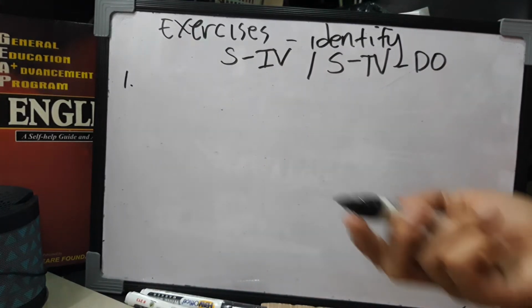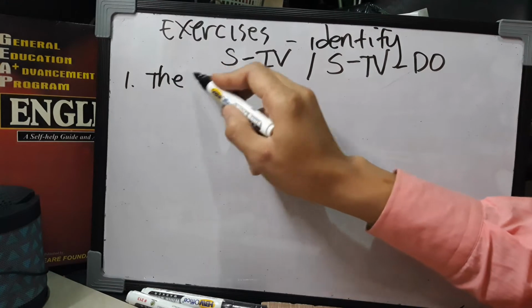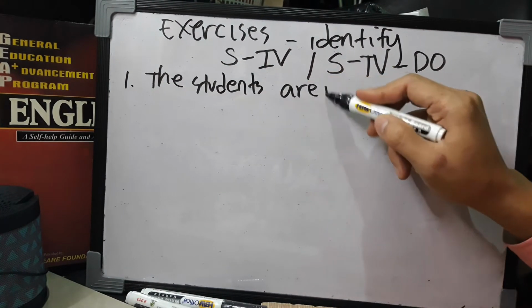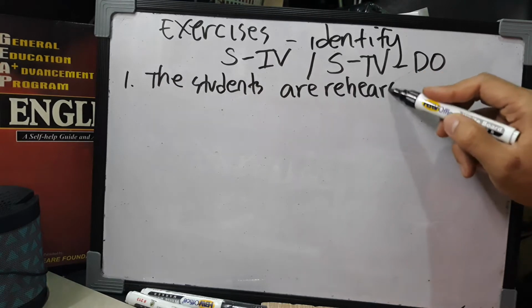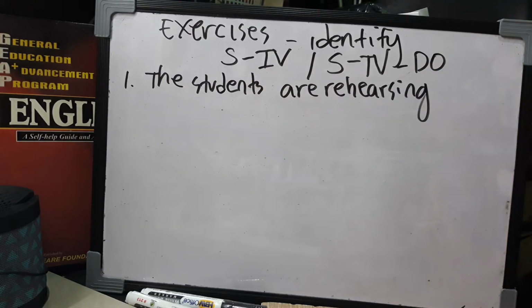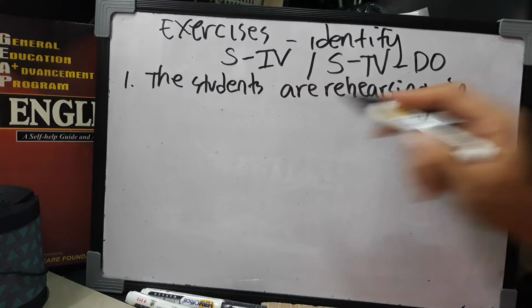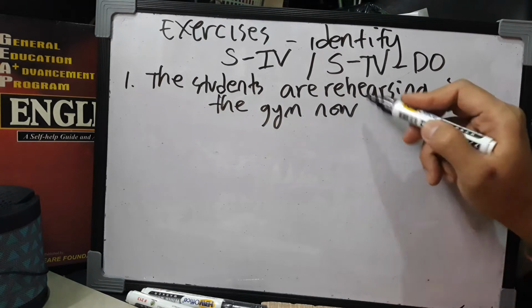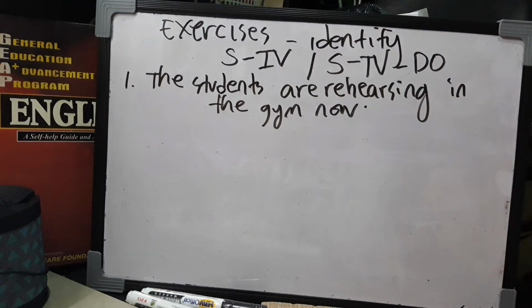So let's say the students. Okay, let's try to use basic vocabulary. The students are rehearsing in the gym right now. Okay, so what sentence pattern is this, guys? Is it an SIV or STVDO? The students are rehearsing in the gym right now, or the students are rehearsing in the gym now.